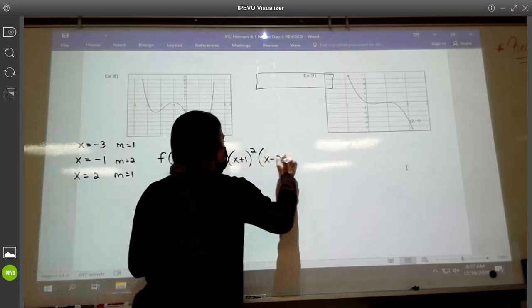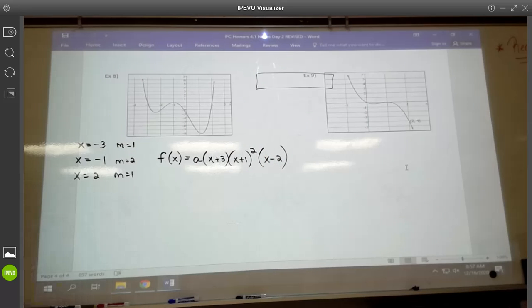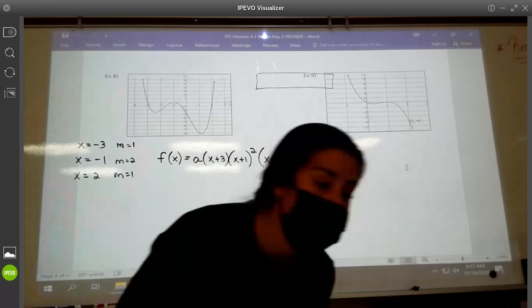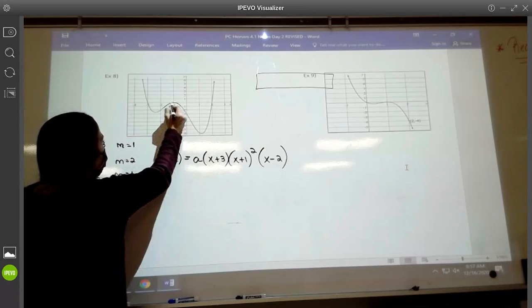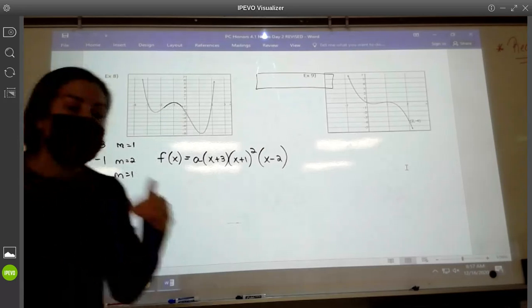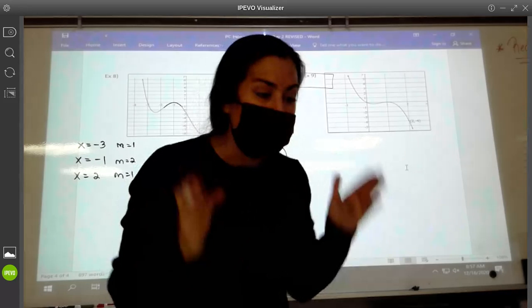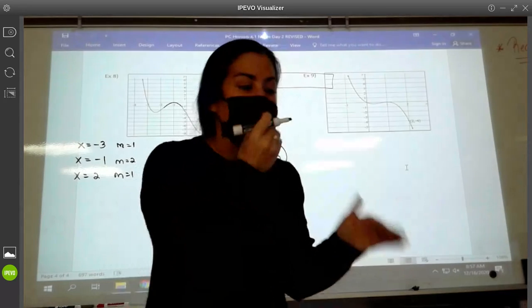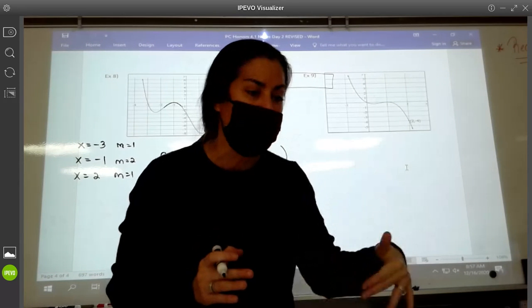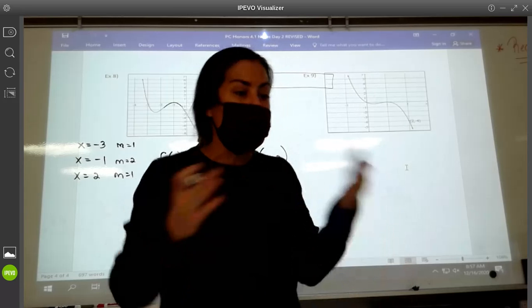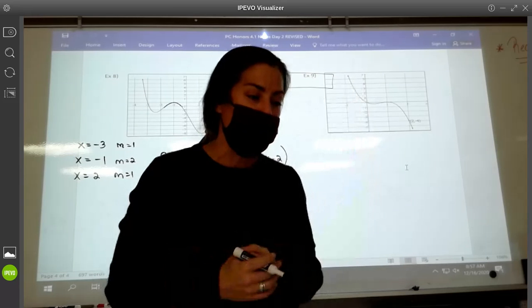Miss Hardy, go ahead. How did you know -1 has a multiplicity? Because look how it behaved. It bounced. It didn't cross over. So we know that it had to have been even multiplicity to make it bounce. And you are instructed when you're writing your own equations to assume the lowest multiplicity possible. So the lowest even multiplicity is multiplicity 2.